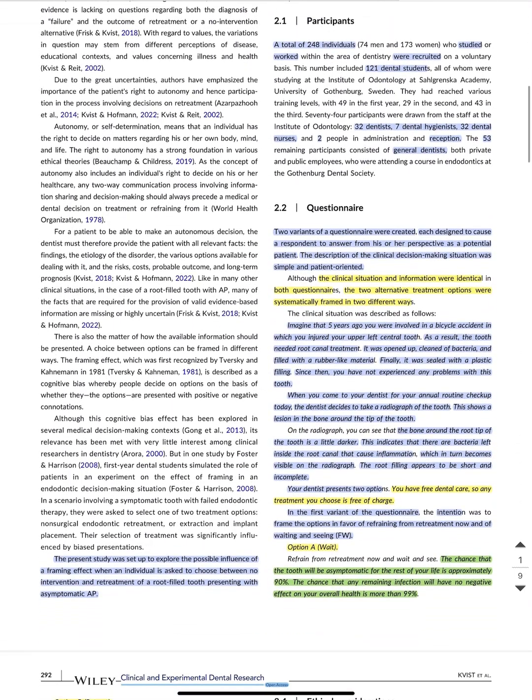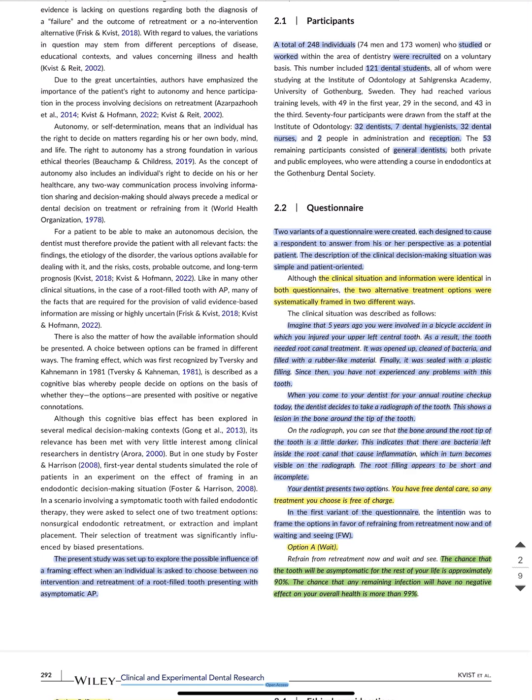in action. The present study was set up to explore the possible influence of a framing effect when an individual is asked to choose between no intervention and retreatment of a root-filled tooth presenting with asymptomatic apical periodontitis. A total of 248 individuals, divided between dental students and workers, agreed to participate in two variants of a questionnaire that were created, each designed to cause a respondent to answer from their own perspective as a potential patient.